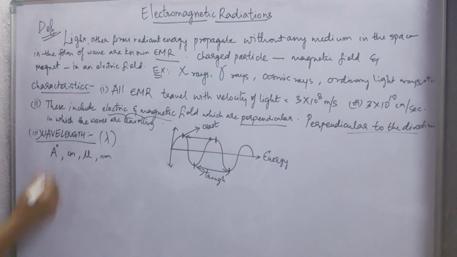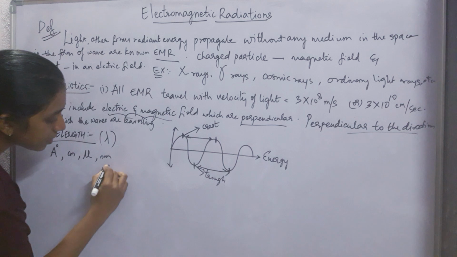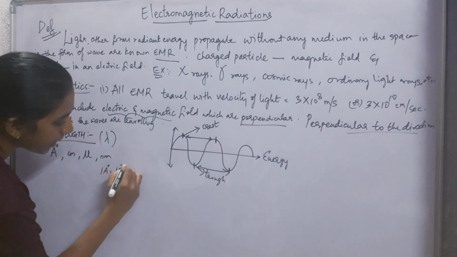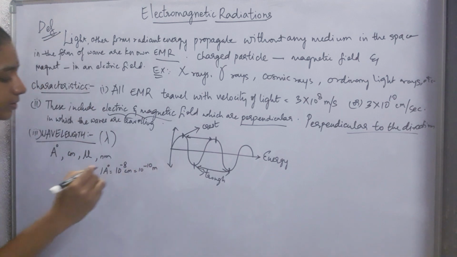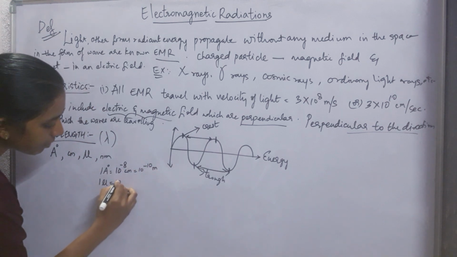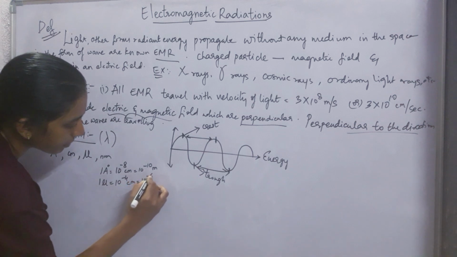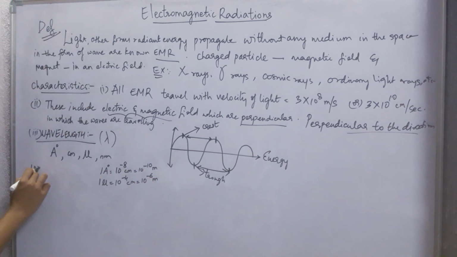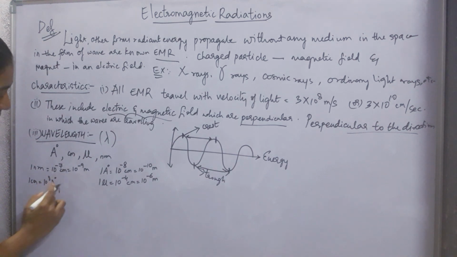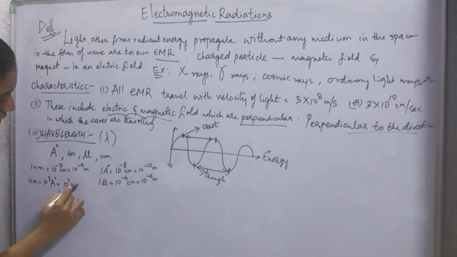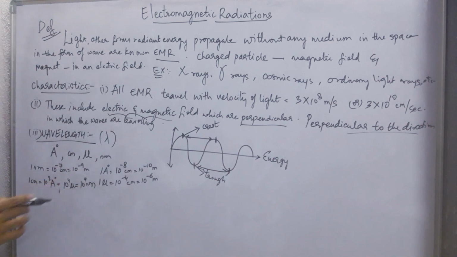Okay, we'll see the values. 1 angstrom is equal to 10 per minus 8 centimeters, which is equal to 10 per minus 10 meters. 1 micron is equal to 10 per minus 4 centimeters, which is equal to 10 per minus 6 meters. 1 nanometer is equal to 10 per minus 7 centimeters, which is equal to 10 per minus 9 meters. 1 centimeter is equal to 10 per 8 angstroms, which is equal to 10 per 4 microns, which is equal to 10 per 7 nanometers. So this is about wavelength.